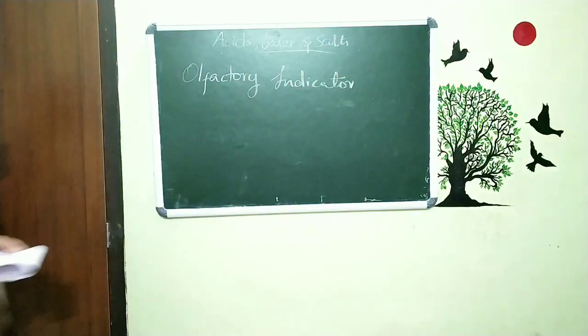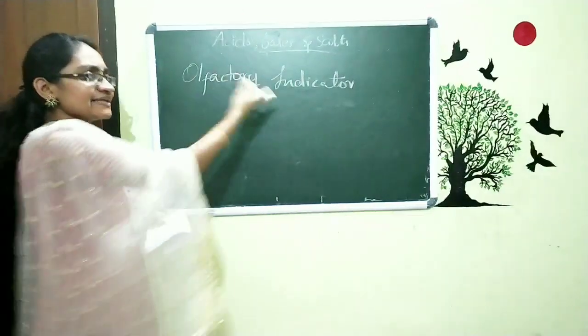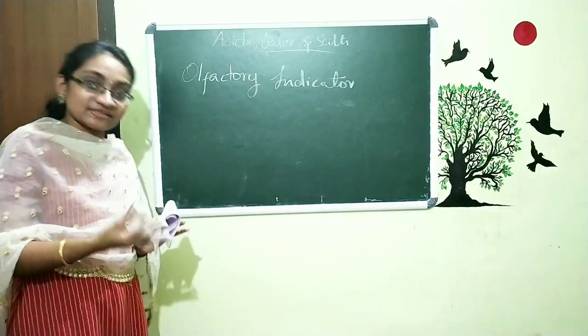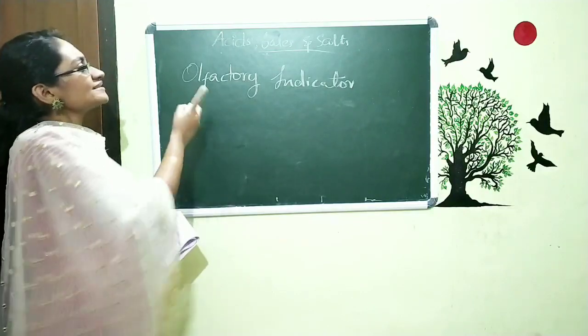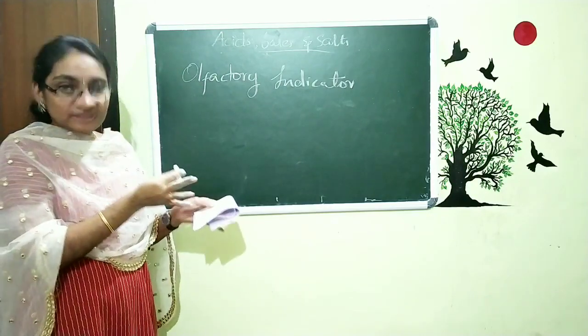What is this olfactory indicator? It is also a type of indicator. Indicator means we are using a certain type of substance to identify whether it is an acid or a base. Now the question is, what is the difference between this olfactory indicator and the other types of indicators?